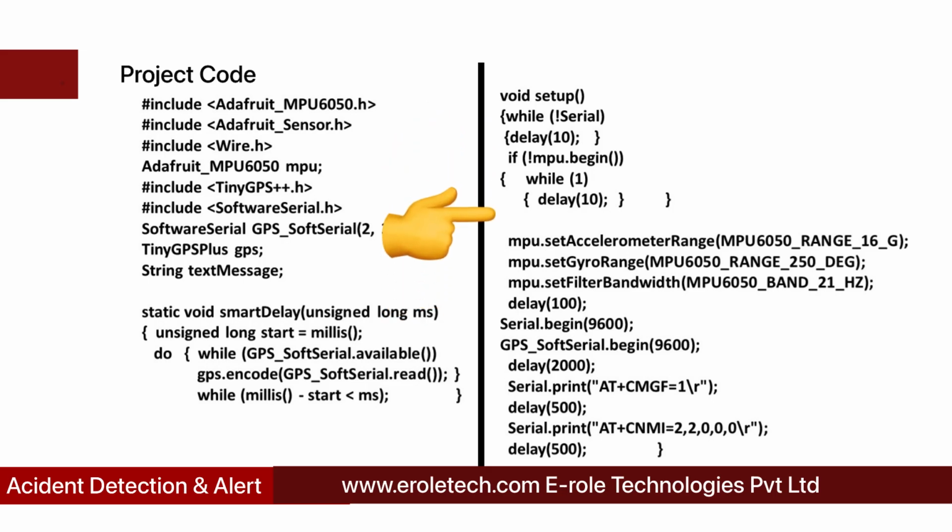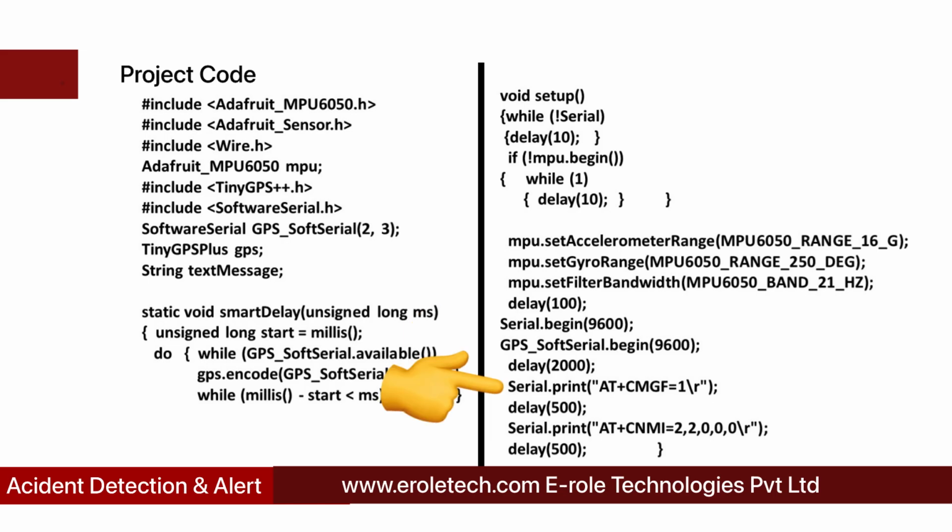Now we will initialize the MPU 6050 tilt sensor module. Program will not work until the sensor is initialized. 9600 is the speed of data communication. Data will transmit between GSM module and Arduino with the speed of 9600 bits per second.